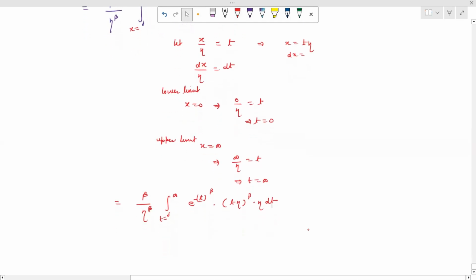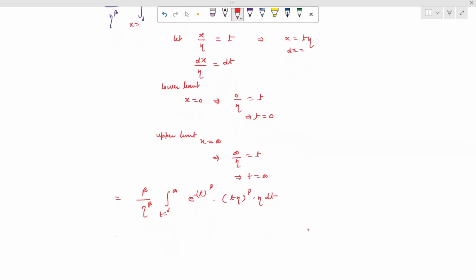So we write down this as beta upon eta raised to the power beta. Here we take eta raised to the power beta plus 1 outside from the integration. So we write down 0 to infinity, e raised to the power minus t raised to the power beta, and t raised to the power beta into dt.